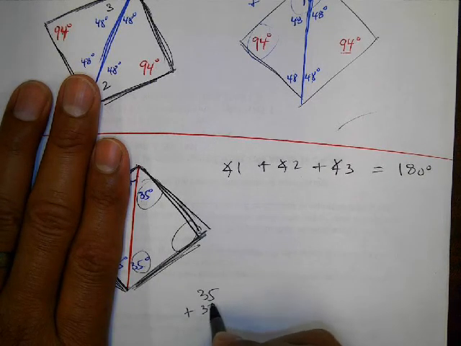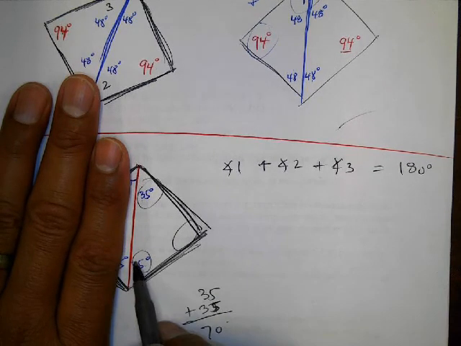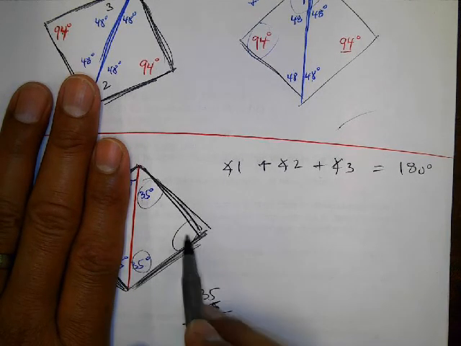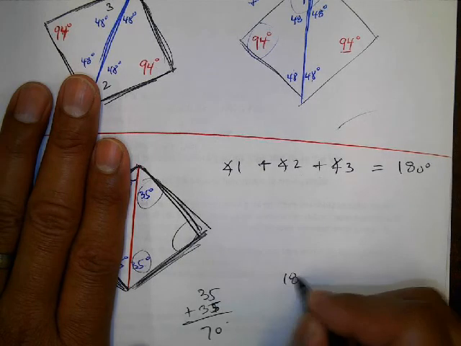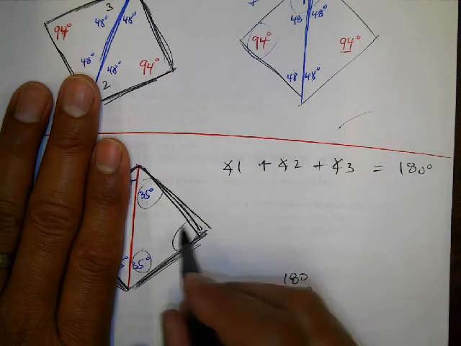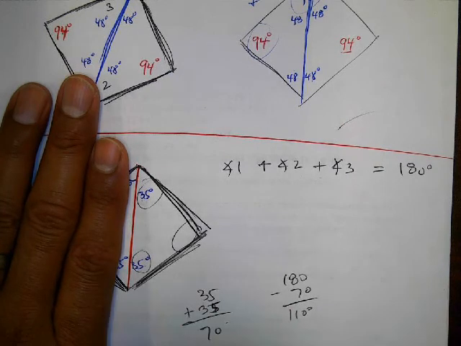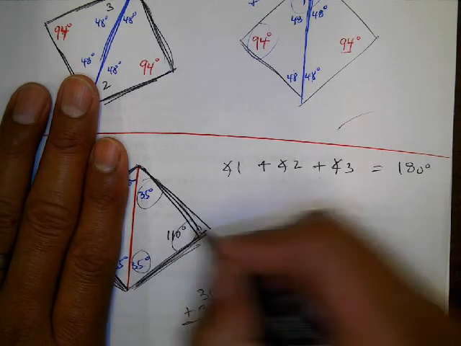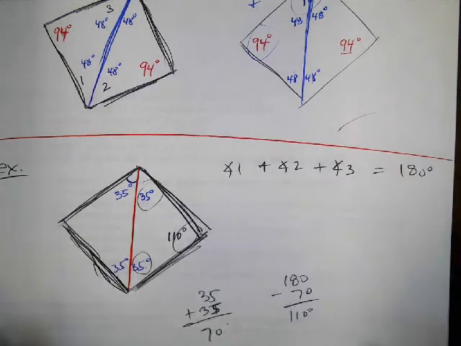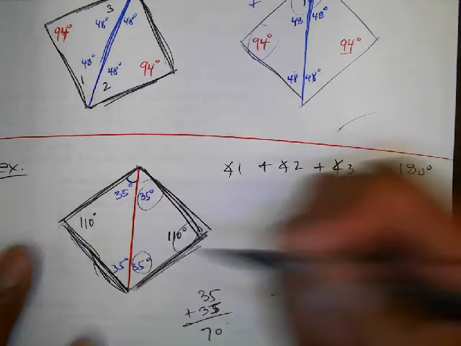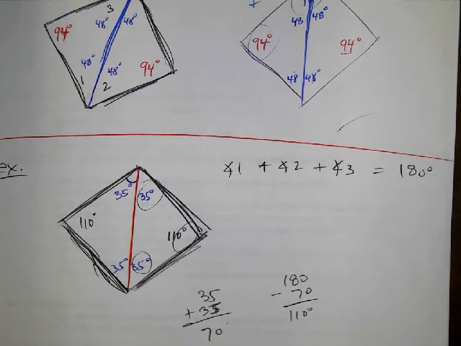So I know this is 35 and 35. 35 plus 35 is 70. So what's 180 take away 70? Guess what? This one has to be what? 110, right? 110.